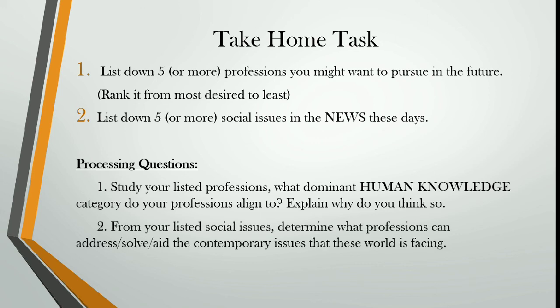Next, number 2, from your listed social issues, determine what professions can address, solve, or aid the contemporary issues that this world is facing. Basically, the moment you know the social issues that your country is facing, you need to also write the jobs, the professions that are beneficial, that could actually solve or aid those issues being faced by that country or by the world itself, if you want to take the world as your example. But I suggest country. So the moment you listed the social issues, determine also the kind of professions that might help or solve that issue.